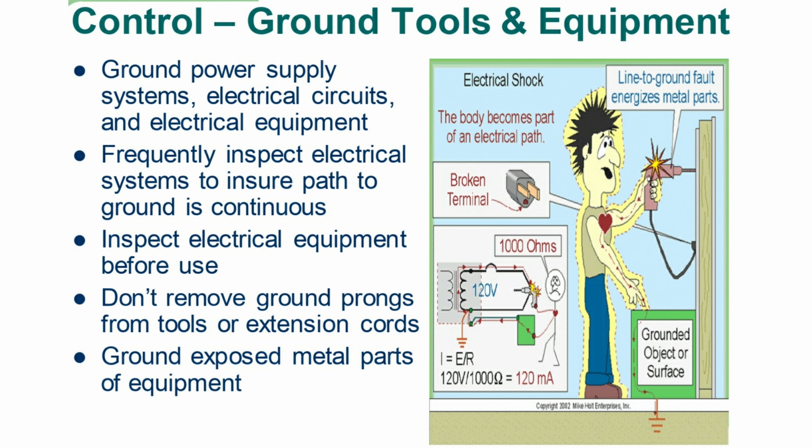Control: ground tools and equipment, ground power supply systems, electrical circuits, and electrical equipment. Frequently inspect electrical systems to ensure the path to ground is continuous. Inspect electrical equipment before use. Don't remove ground prongs from tools or extension cords. Ground exposed metal parts of equipment.